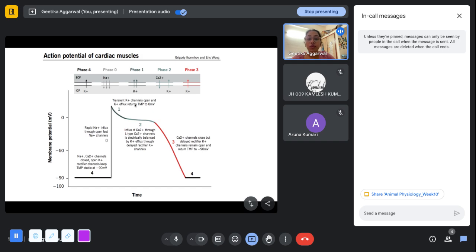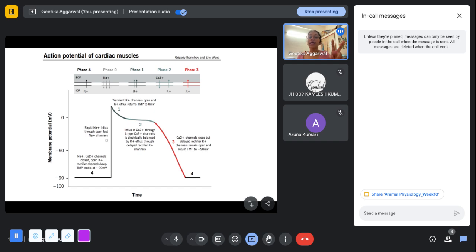When the potassium channels open, there is an efflux of potassium, and this potassium starts moving out of the cell. This leads to the membrane potential starting to repolarize, coming again below zero. But at some point here, the calcium channels open up, and these calcium channels are actually present in the sarcoplasmic reticulum of these cardiac muscles. They are not present in the cell membrane. They're actually present in the sarcoplasmic reticulum. And these channels start opening up and the calcium gets released into the cytoplasm.